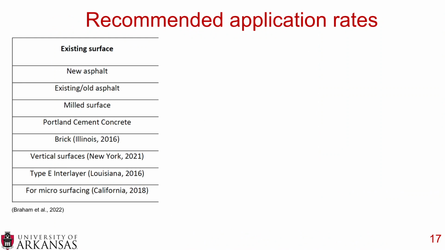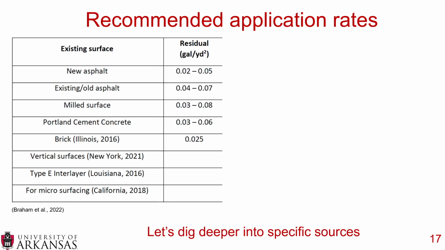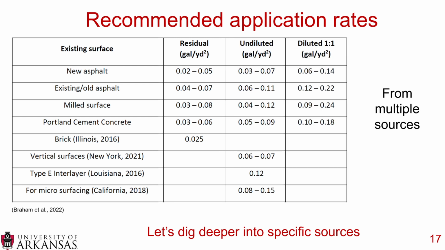Obviously, this has to do with the existing surface. So you can have new asphalt, old asphalt, a milled surface, Portland cement concrete. Then you got brick, vertical surfaces, some sort of interlayer, microsurfacing. You got all sorts of existing surfaces. And you can recommend application rates for the residual asphalt emulsion. And you can see here for new asphalt, that's the lowest. For old asphalt, you need a little more. For milled surfaces, you may need a little more, a little less, and so on and so forth. And then we have undiluted and diluted as well.